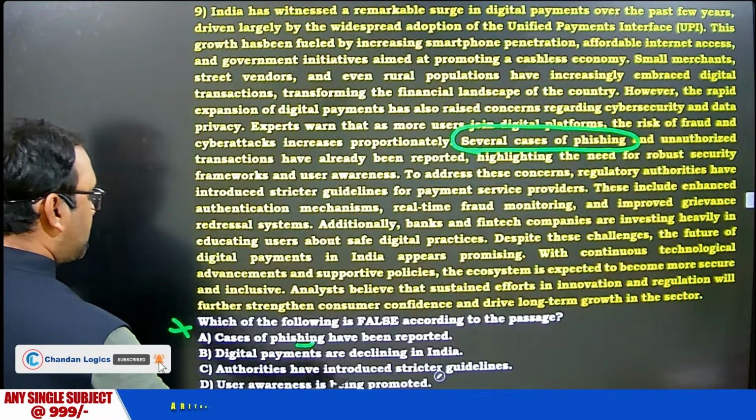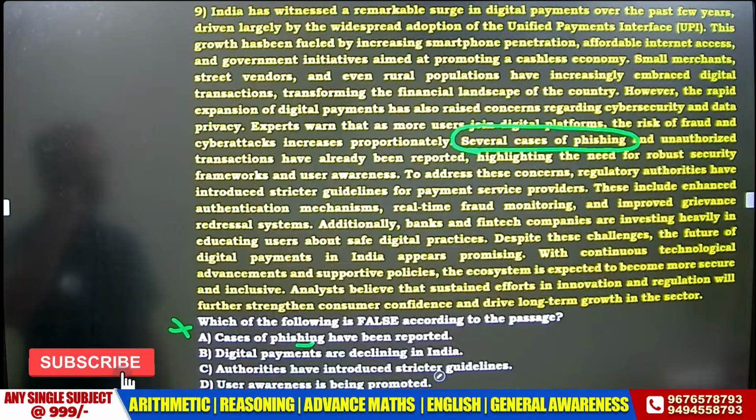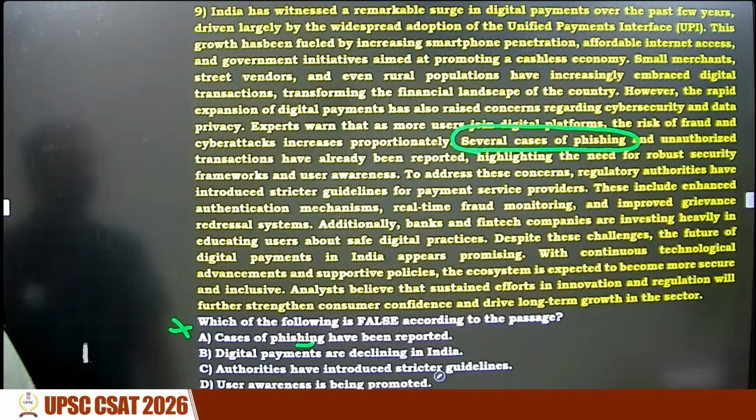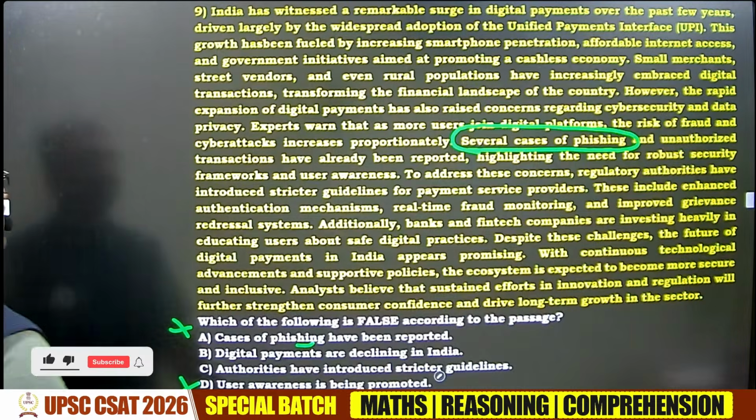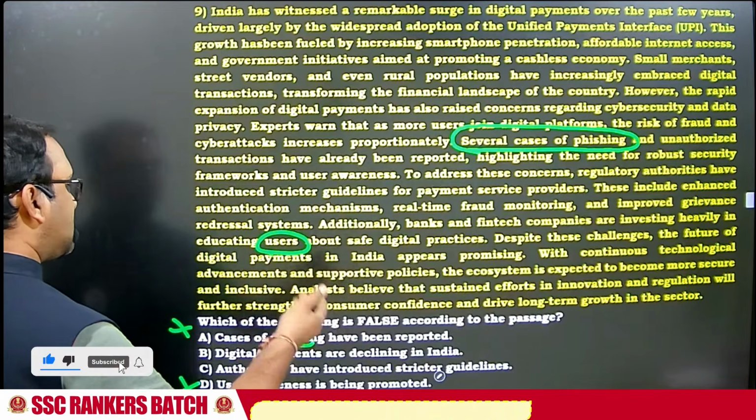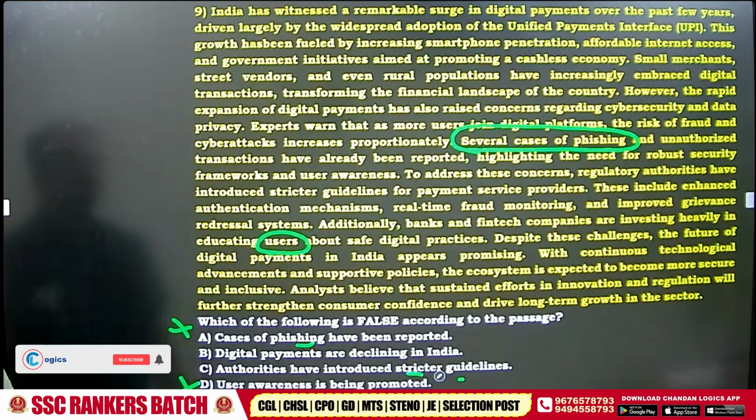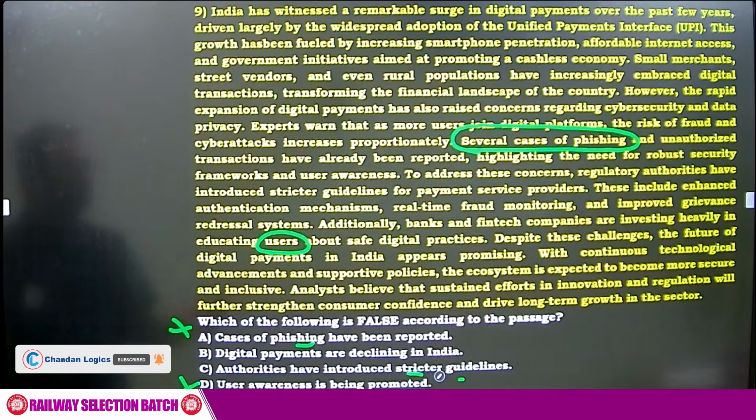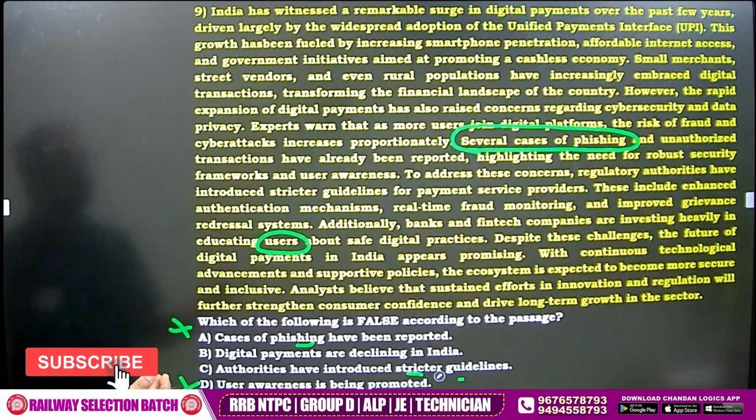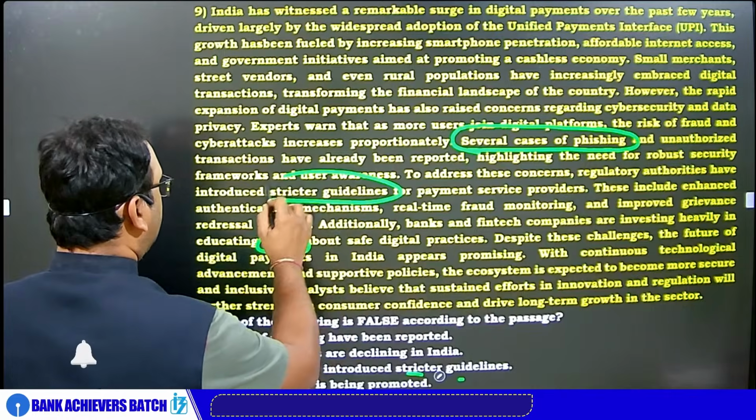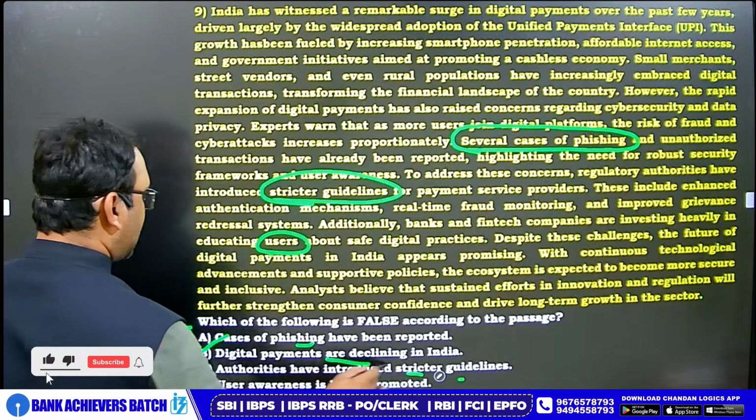User awareness is being promoted. It is not false. It is true, right? Awareness campaigns are always there. See, educated users, awareness campaigns are going on. Authorities have introduced stricter guidelines. Of course, the government authorities, the fintech companies, the finance ministry, the RBI, the other regulatory bodies, they are giving stricter guidelines. Now the only wrong option is C. Digital payments are declining in India.